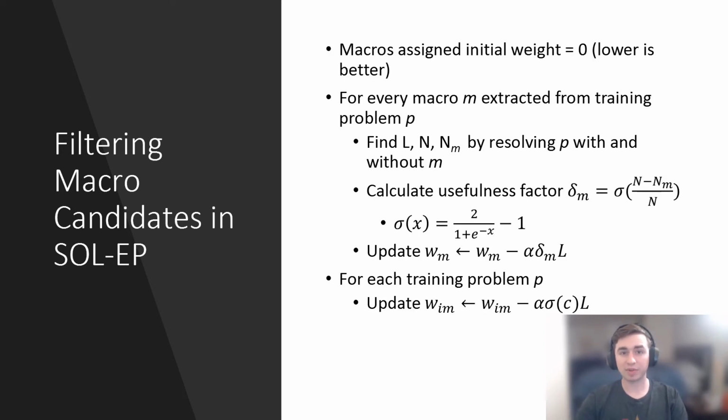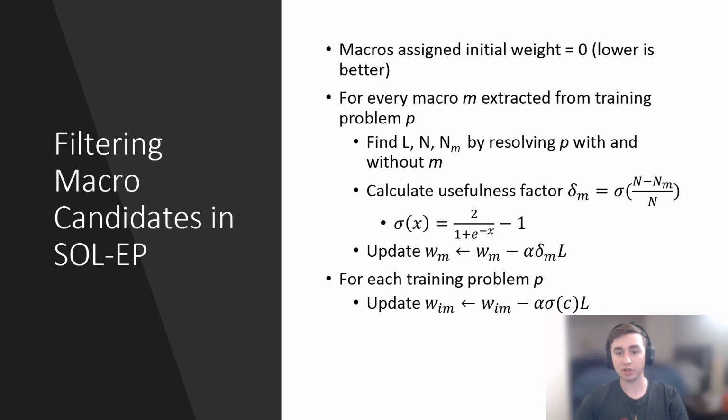To rank macros with the extended planner approach, they're all first assigned an initial weight of 0, with lower being better. Then, for every macro m extracted from training problem P, we calculate L, N, and N sub m by resolving P with and without m. L is the length of the solution when no macros are used, and N and N sub m are the number of nodes expanded to solve the problem without and with m respectively.